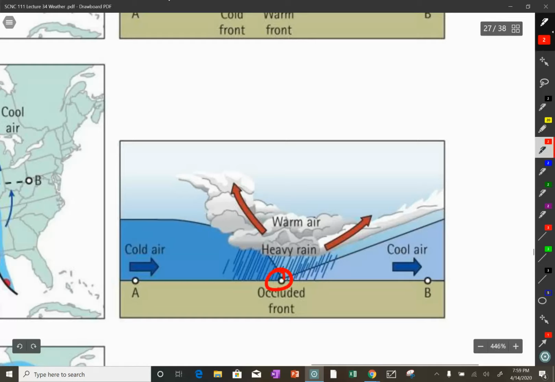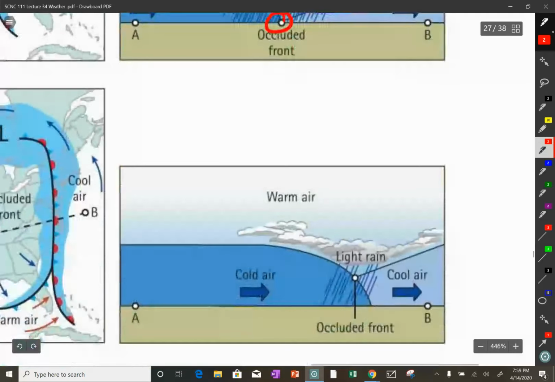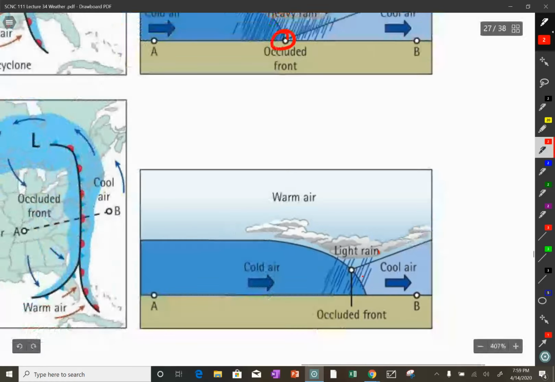And so that's what we call an occluded front, when you have the cold air meets the cool air and pushes the warm air up. So the warm air isn't even touching the earth anymore. It's all pushed up high in the sky. And so you have your storm there where the two cold fronts are meeting and pushing the warm air up. And so that's what the occluded front is.